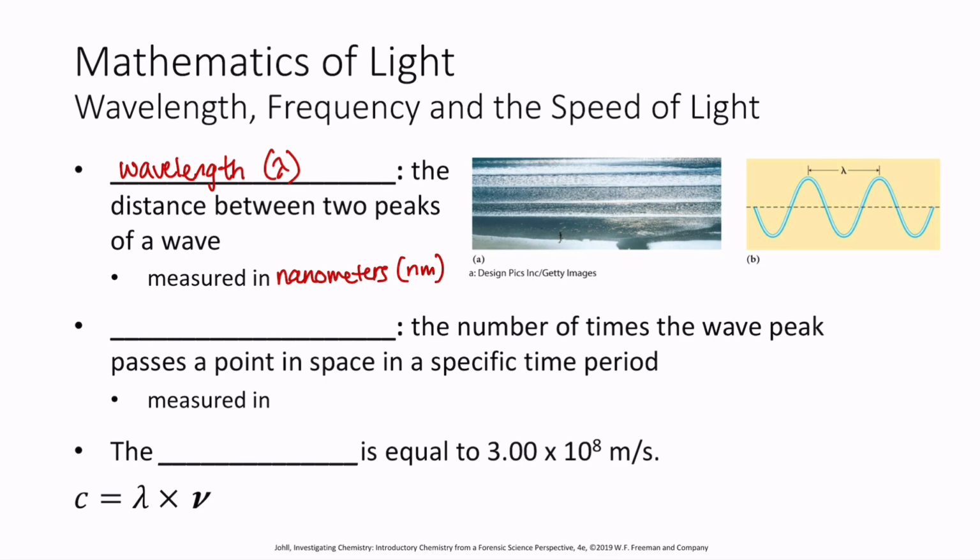Now, the frequency, which is given the Greek symbol nu, which kind of looks like a cross between a V and a U. Here's the symbol of lambda and nu down here as well. It is the number of times the wave peak passes a point in space. And what's important about this is it's over a specific period of time. So the frequency is usually measured in what are called hertz, and hertz are given the symbol Hz.